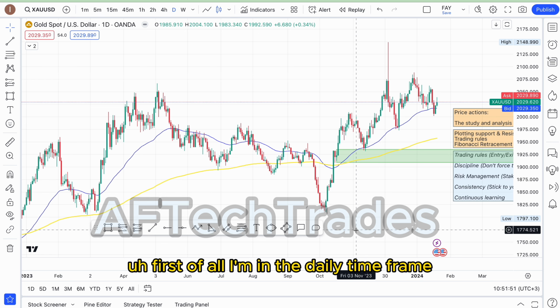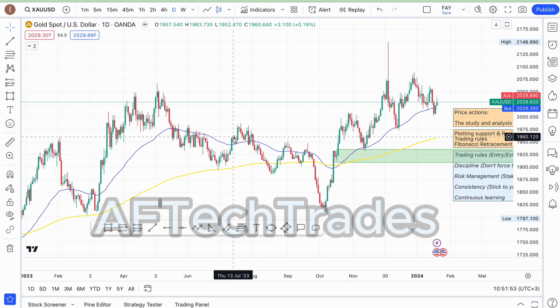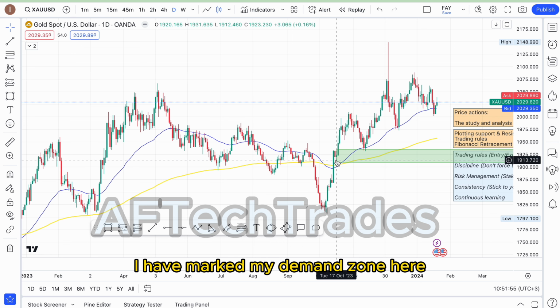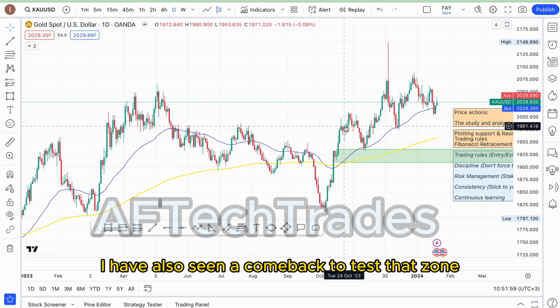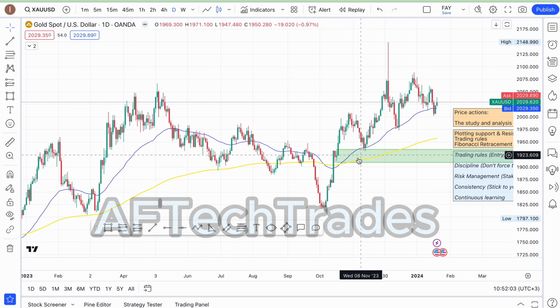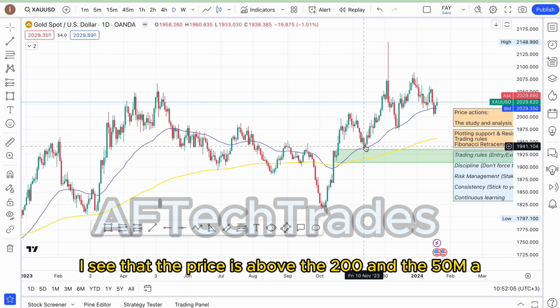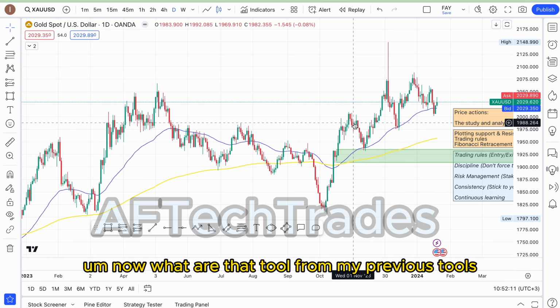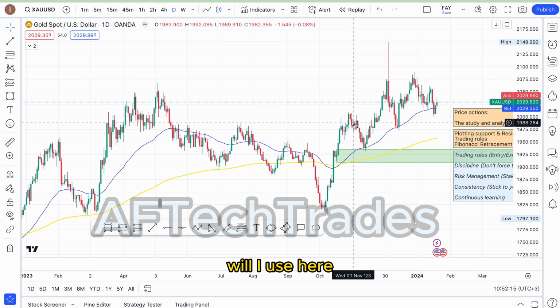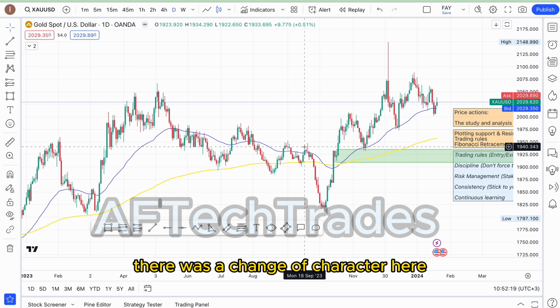First of all, I'm in the daily time frame. I have marked my demand zone here. I have also seen a comeback to test that zone. I see that the price is above the 200 and the 50 EMA. Now, what other tool from my previous tools will I use here? There was a change of character here.